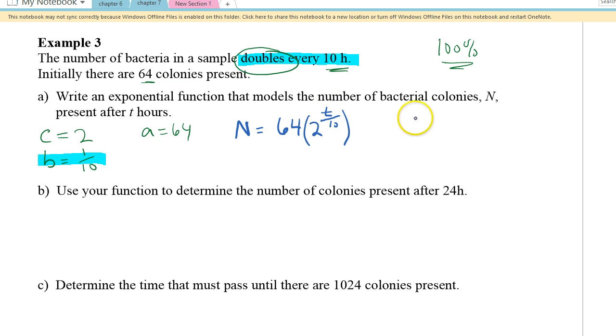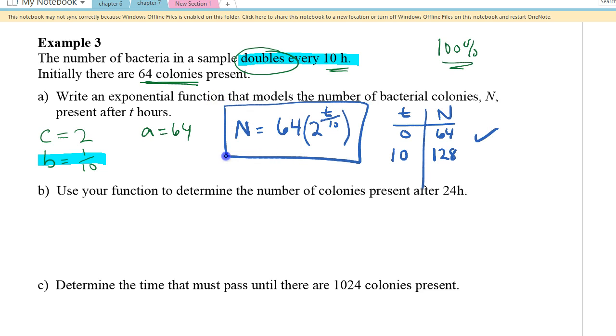Okay, so let's see if this works out. So if I make a chart, if I make our t equal to 0, that means 2 to the power of 0 over 10, which is the same thing as 2 to the power of 0, which is 1. I would get 1 times 64, I would get 64. Okay, if I go 10 hours later, I'm hoping that it's going to double. So now I get 2 to the power of 10 over 10, so that's the same thing as 2 to the power of 1 times 64, which is 128. Yeah, it seems to work. Okay, so here is my function.